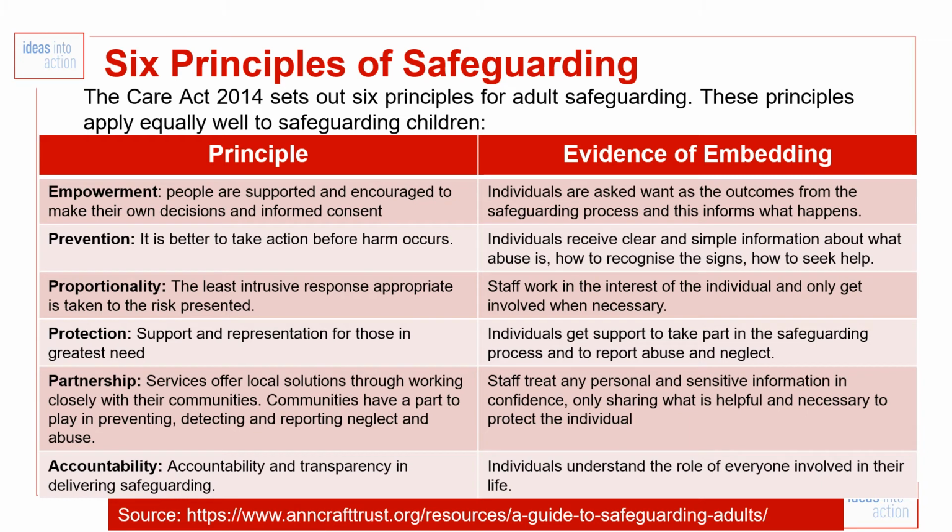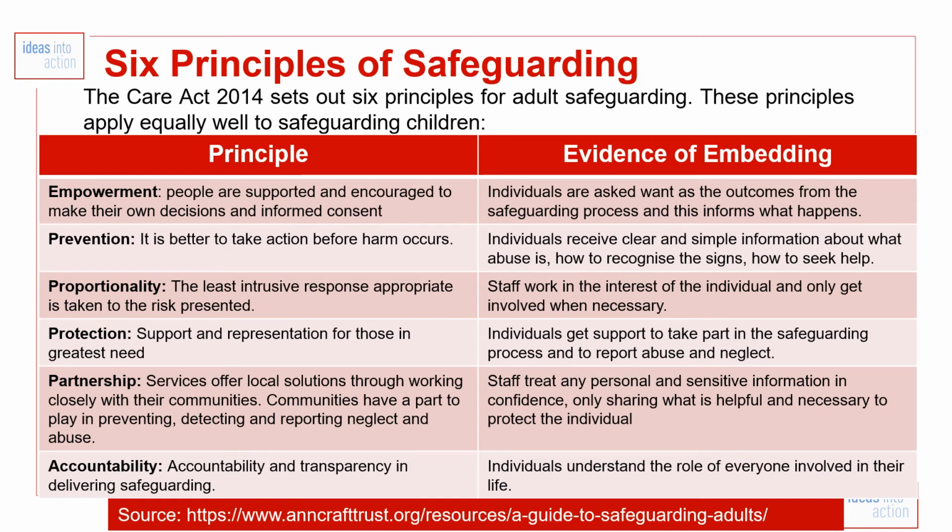Next principle is proportionality, that the least intrusive response appropriate to the risk presented should be made. And the evidence of this would be that staff work in the interest of the individual and only get involved when necessary. The next principle is protection, that support and representation is available for those in greatest need. And the evidence of embedding that you would have for that would be that the individuals get support to take part in the safeguarding process and also to report abuse and neglect.